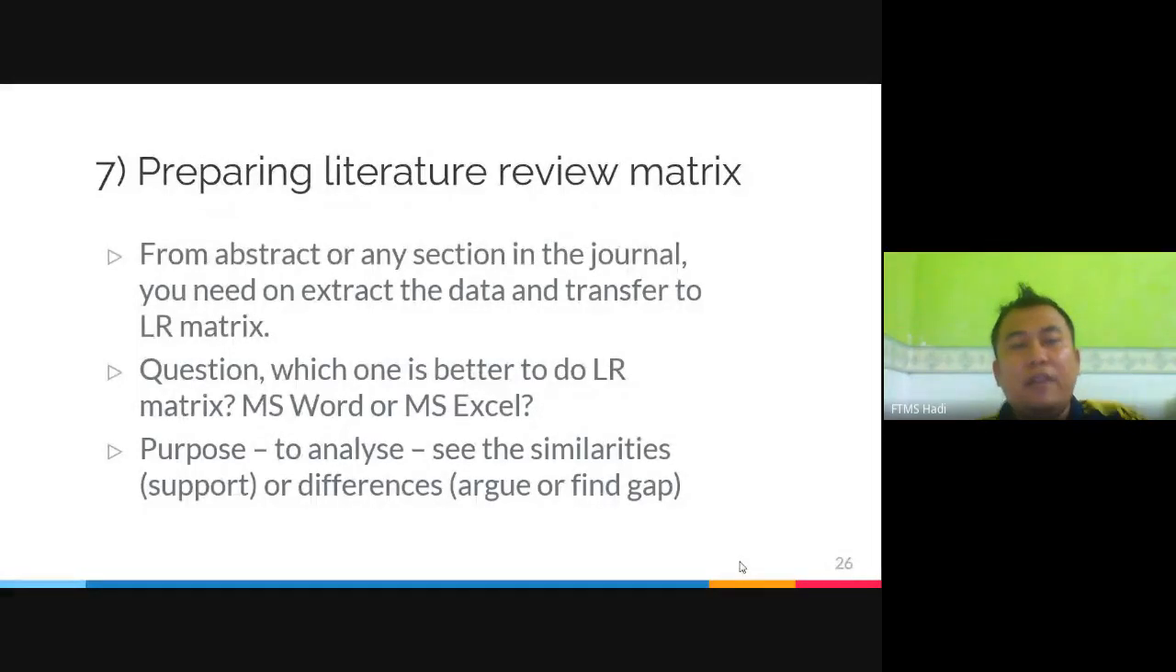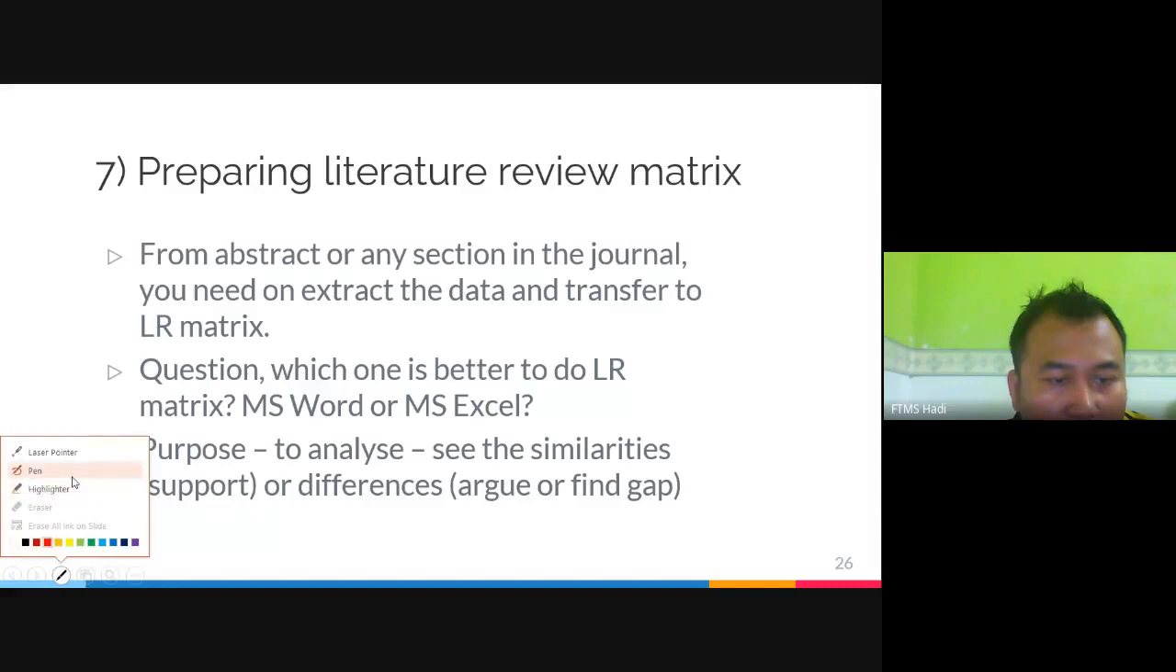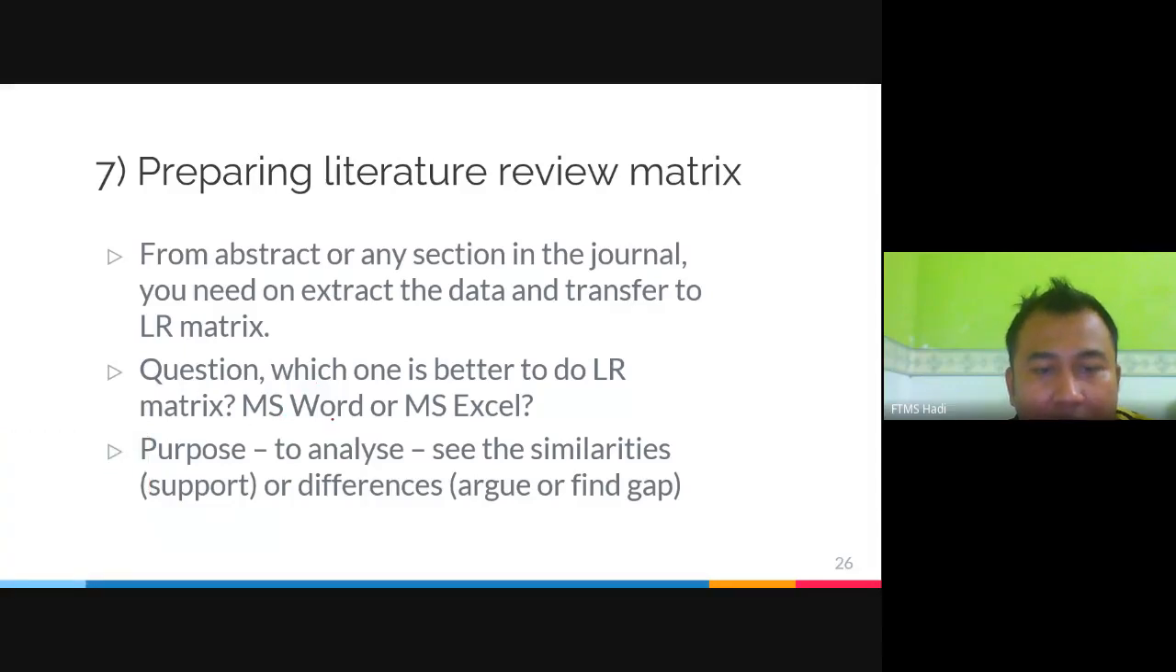Okay. When we go back to preparing literature review matrix, sometimes from the abstract or any section in the journal, you need to extract the data and transfer it into the LR matrix. And then I already highlighted which one is better to do the LR matrix, MS Word or MS Excel. Actually, it's up to you. But yeah, they have their own advantages and disadvantages. But for myself, I would rather use MS Excel. Because later on, you can filter the data and then you can analyze the table. You don't have to make a table inside Microsoft Word, which is quite difficult. So Excel is the best thing for me.